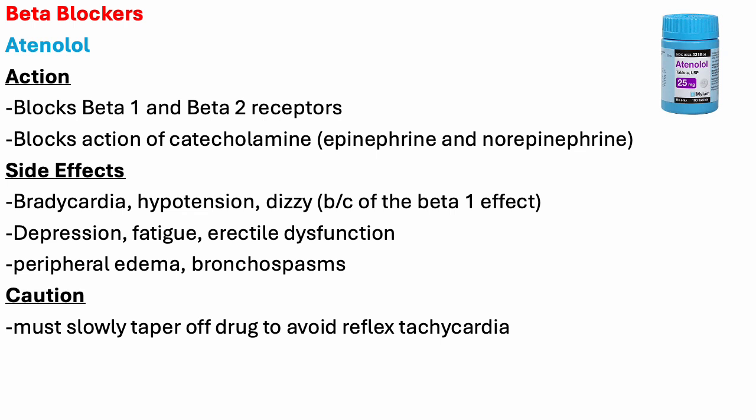Cautions for this drug is you want to slowly taper off the drug to avoid reflex tachycardia, which is a rapid abnormally high heart rate to substitute for a low blood pressure that it causes. So slowly getting off the drug avoids reflex tachycardia. Another note of this drug is atenolol is a beta 1 selective drug. So under normal doses, it will have very minimal beta 2 effects. So you won't really see much of that bronchoconstriction. But in high dosages, it could cause bronchoconstriction. And this is where you see the side effects like edema and bronchospasms.